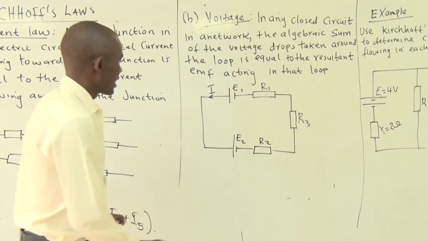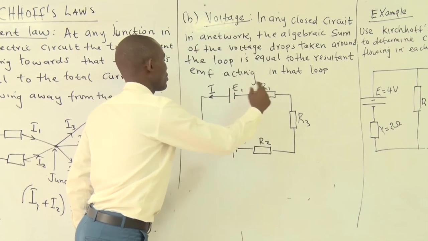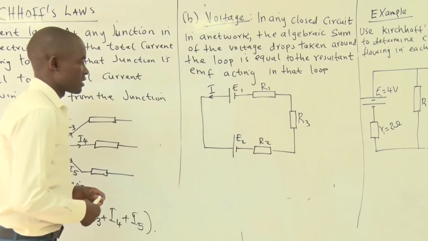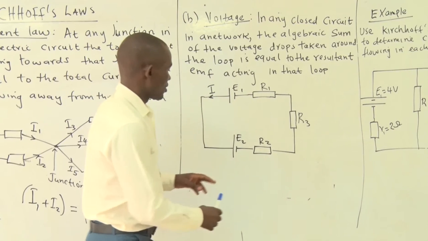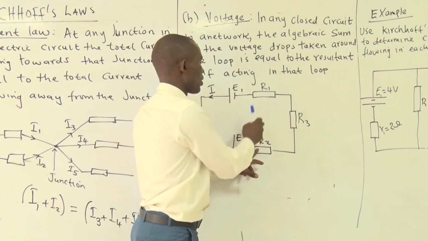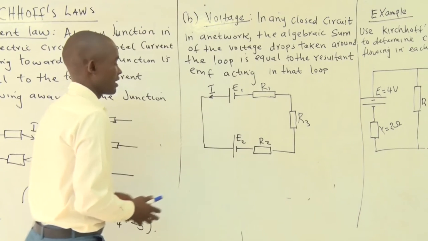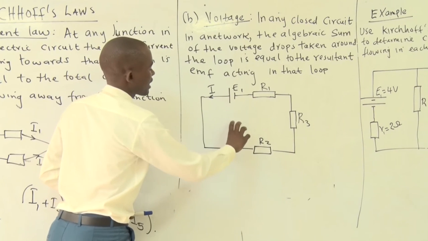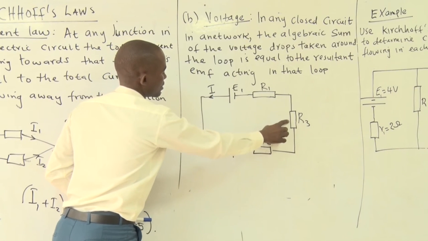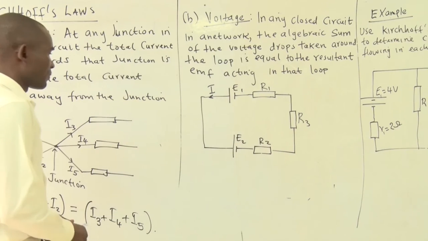Basically we are saying the net voltage in this circuit will be equal to the total voltage dropped by these resistors. From a layman's language we can say the voltage drop here plus the voltage drop here plus the voltage drop here will be equal to the net voltage in the circuit. Or rather you can say the net voltage in the circuit will be equal to the voltage taken by resistor 1 plus the voltage taken by resistor 2 plus the voltage taken by this other resistor.